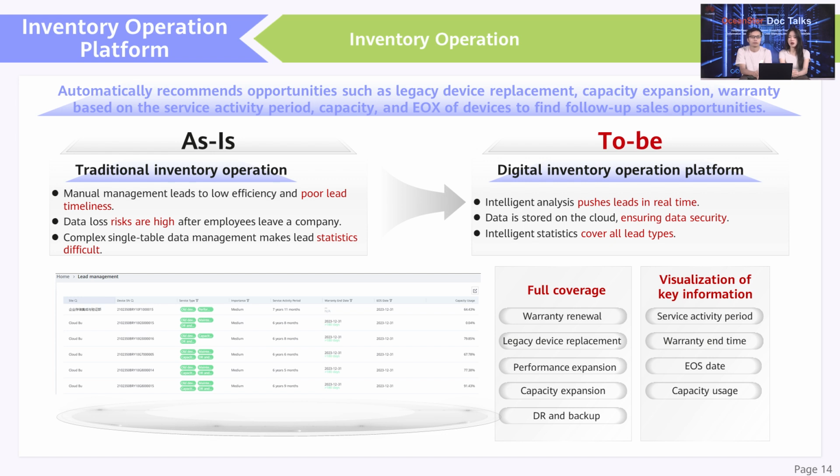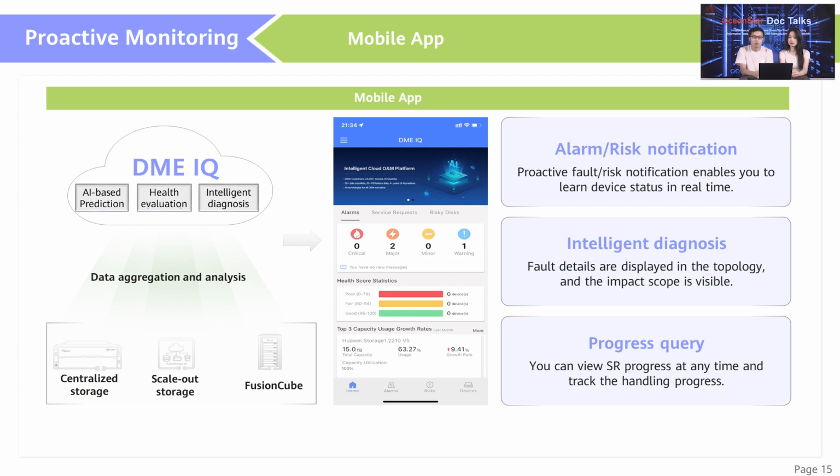This helps partners quickly identify equipment purchase and capacity expansion requirements, contact customers in advance and make plans, and promote follow-up sales. What's more, we provide DME IQ mobile app to work together with DME IQ cloud system. It allows you to check device risks and faults anytime, anywhere, and learn about device status in real time. Its intelligent diagnosis function can display the details and the impact scope of a fault. In addition, you can check service request process and track the handling process at any time.